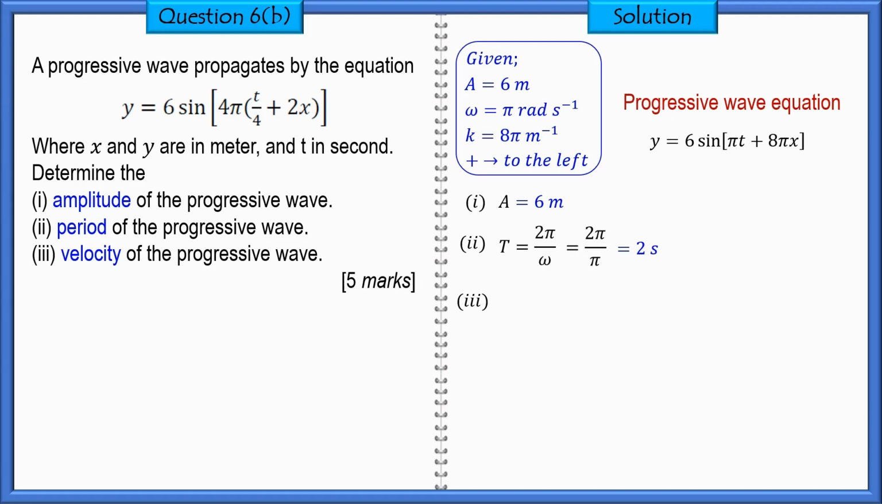So our period is equal to 2π over π. You get that the period is 2 seconds. And the third question is, you need to determine the velocity of the progressive wave.